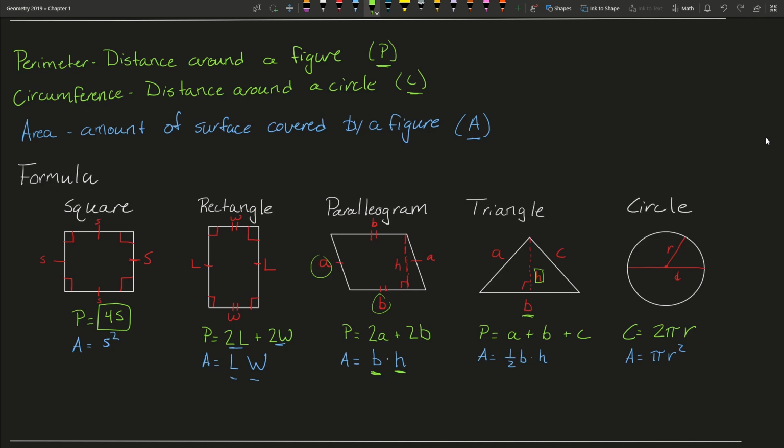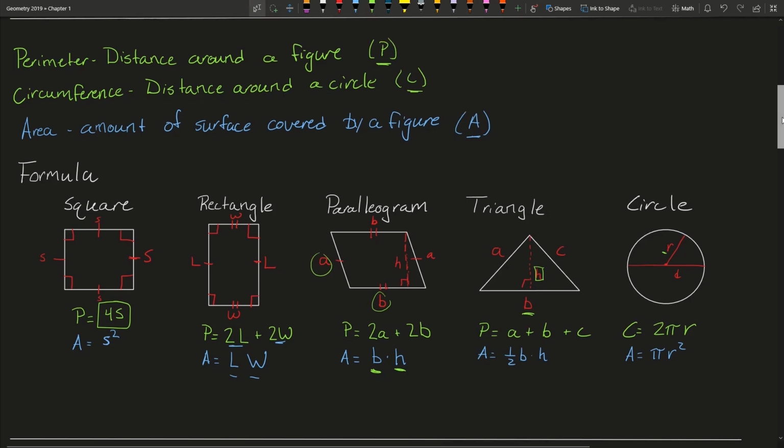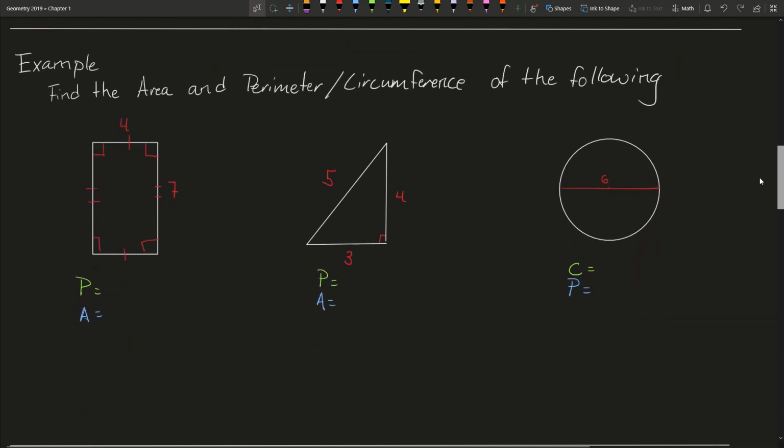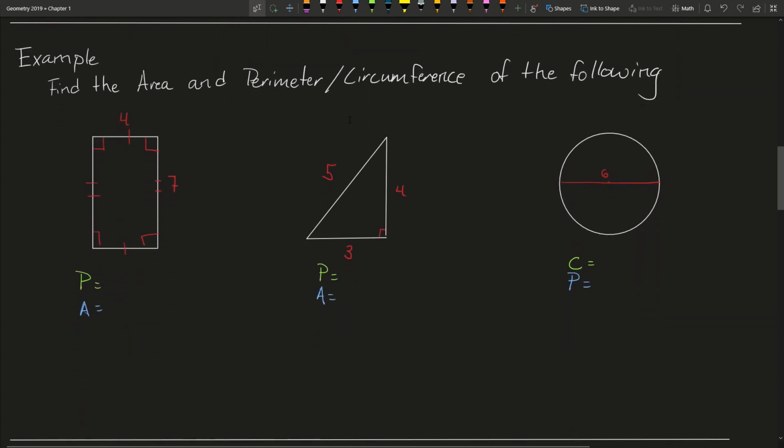And then there's the circle. So the circumference of a circle is 2 times pi times the radius r. R in this case is always 1/2 the diameter, which is the line going through the center of the circle. The area of a circle is pi times r squared. So for example, let's find the area and perimeter or circumference of the following figures.